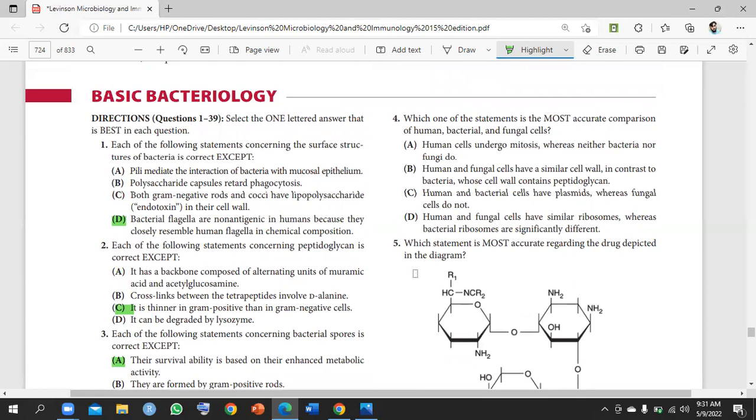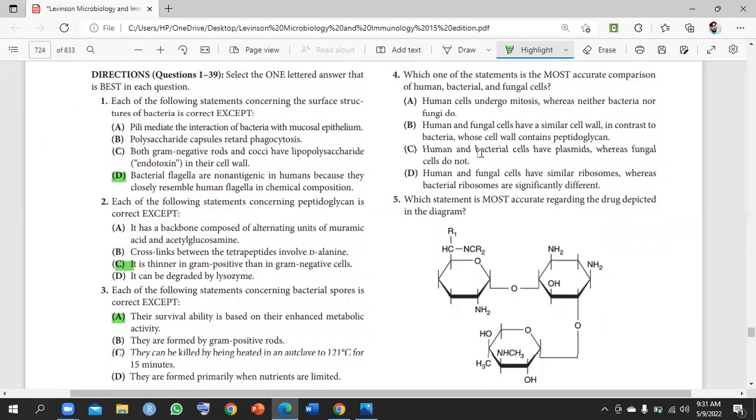Now, which of the following statements is the most accurate comparison of human, bacterial and fungal cells? Okay, so we have 3 cell types and we have to choose the most accurate comparison. Okay, so human cells undergo mitosis, whereas neither bacteria nor fungi do. So it is not the correct answer because humans undergo mitosis and fungi also undergo mitosis. Okay, so that's why it is not the correct answer. Now, B, human and fungal cells have a similar cell wall in contrast to bacteria. So this is also not correct because human cells do not have a cell wall. So this is not the correct comparison.